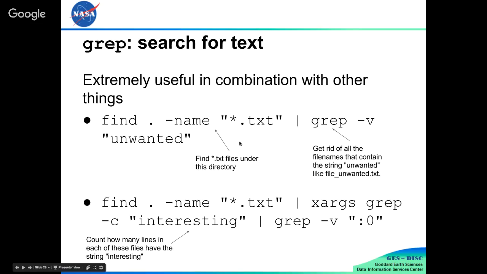Okay, so pipe takes the output of this expression and passes it to the next expression. In this case, find is basically just going to output one file path per line. And then grep is going to take that whole output from find, go line by line, and filter out anything that has unwanted in it. So this will filter out the file name.